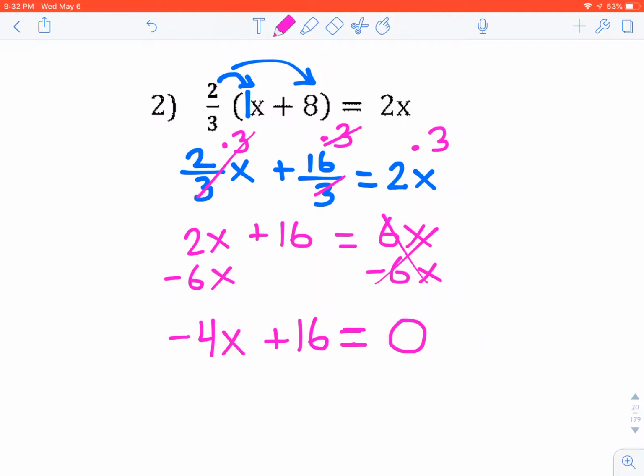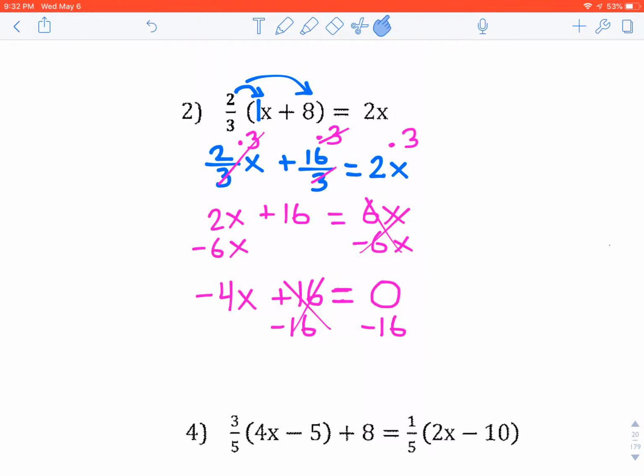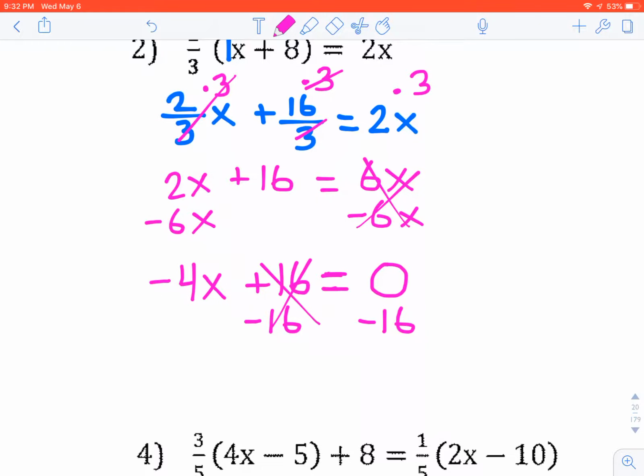Okay, so it's okay if something is missing on the other side. Just put a 0. You now move numbers to the right. So move the numbers to the other side. So I'm going to drop down the negative 4x equals 0 minus 16, which is negative 16.